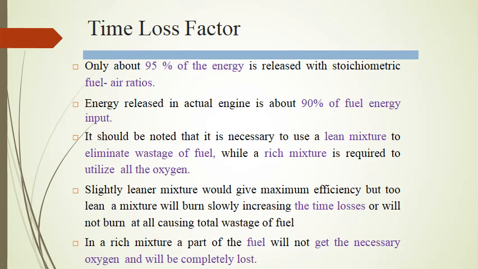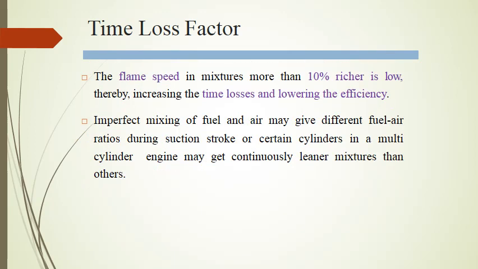In a rich mixture, a part of the fuel will not get the necessary oxygen and will be completely lost. The flame speed in mixtures more than 10% richer is low, thereby increasing the time losses and lowering the efficiency. Even if this unused fuel and oxygen eventually combine during the exhaust stroke and burn, the energy which is released at such a late stage cannot be utilized. Imperfect mixing of fuel and air may give different fuel air ratios during the suction stroke, or certain cylinders in a multi-cylinder engine may get continuously leaner mixture than others.